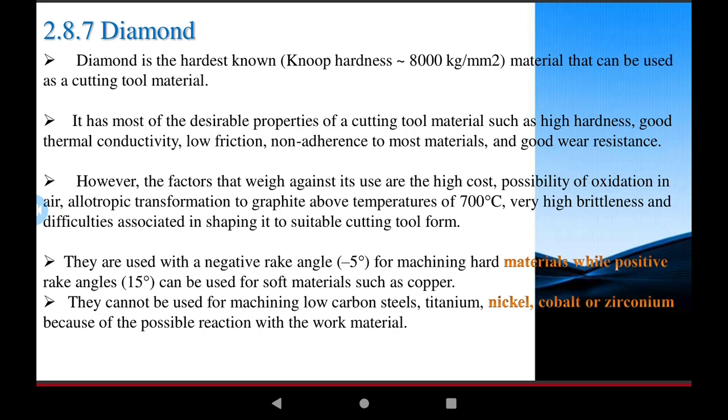Diamond is a very hard material, and its melting point is above 4,000 degrees Celsius. The basic working temperature of diamond tool material is 700 degrees Celsius, which is normal. Diamond tools are also used at a -5 degree rake angle, at positive 0 rake angle, and at a positive 15 degree rake angle.